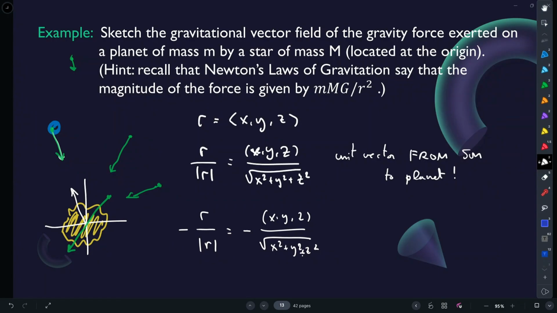Okay? So this is a unit vector to the sun from the planet. Those vectors point in the direction of the origin. And now I want to scale it by the right quantity.